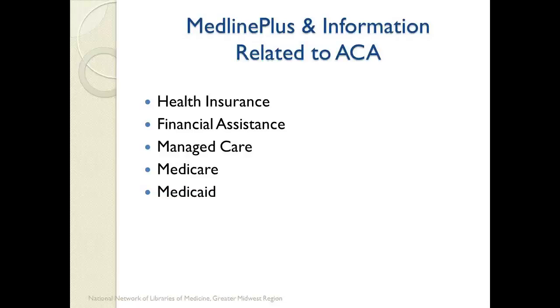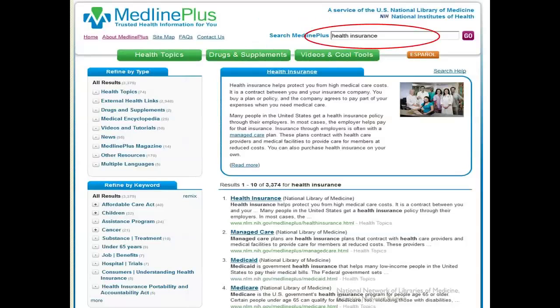MedlinePlus also has 951 topic pages. So you can actually find some topic pages that relate to the topic we're talking about today. Here are 5 examples. There is a topic page for health insurance, one for financial assistance, managed care, Medicare, and Medicaid.